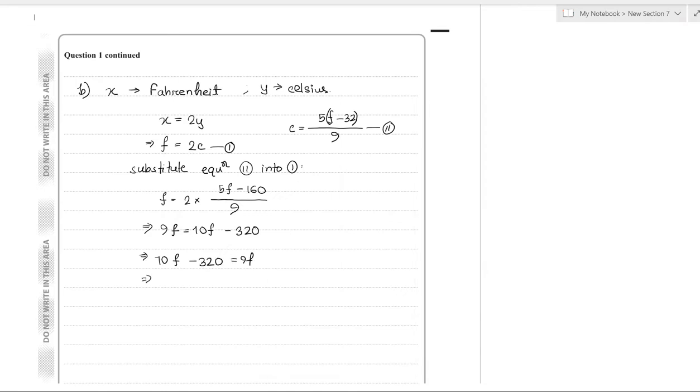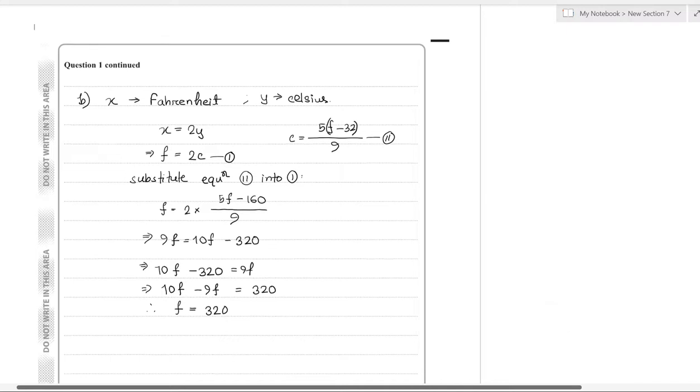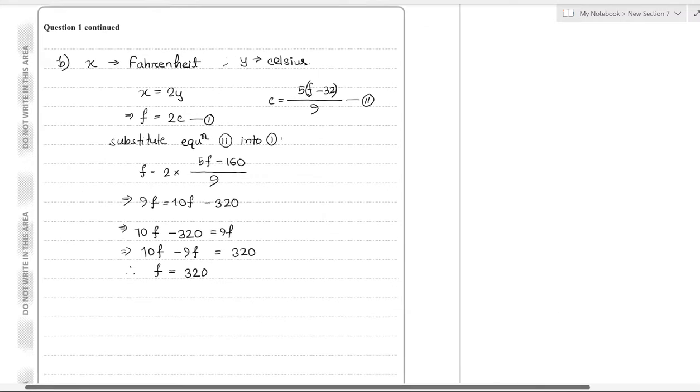Now if we flip this entire thing, you're going to get 10F minus 320 equals 9F, and taking all the F together, 10F minus 9F equals 320, so you're left with F equals 320. That's what we were asked to find out, the temperature of the iron bar in Fahrenheit degrees, the numerical value of F. The numerical value of F is 320 degrees. I hope question 1b was clear enough for you all to understand.